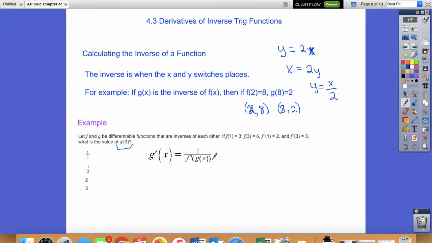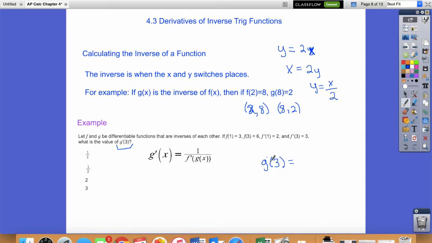So if I look here, this is my formula for the derivative of g of x, and what it's equal to is 1 over the derivative of f of g of x. So basically what that means is we have to use inverse to kind of work backwards. So I know that our x value we are working with is 3. So I know that I am looking for g of 3. The problem, though, is there aren't any g's up here.